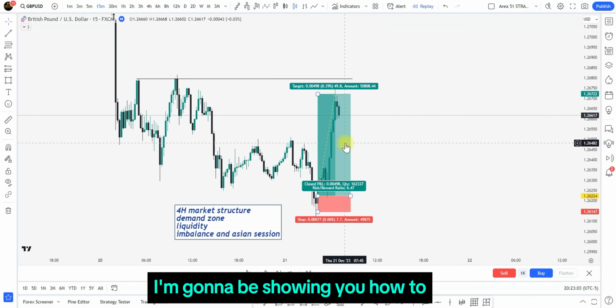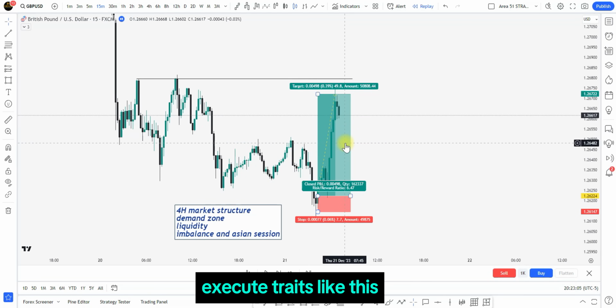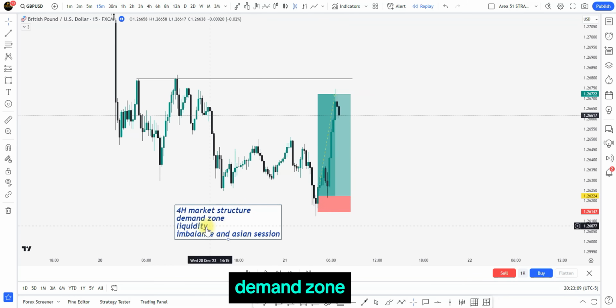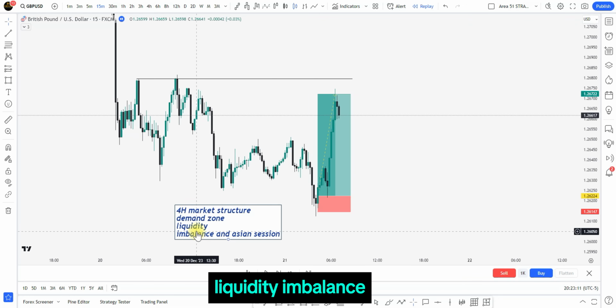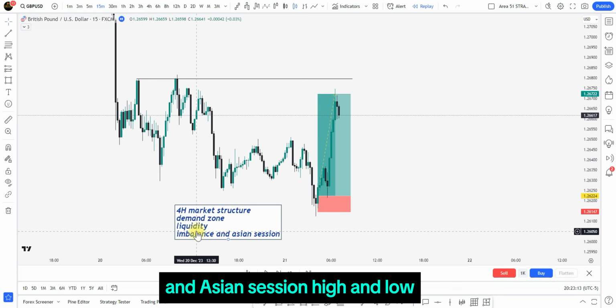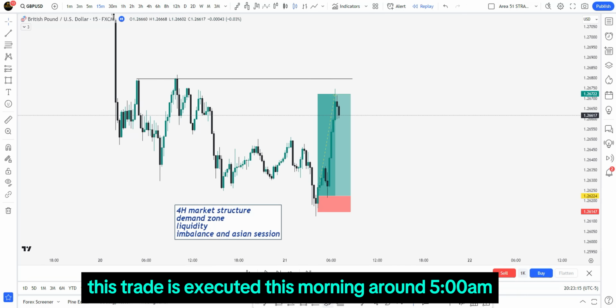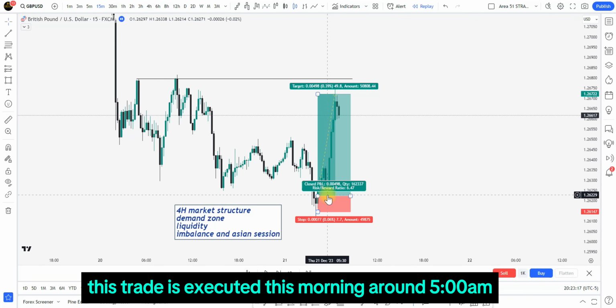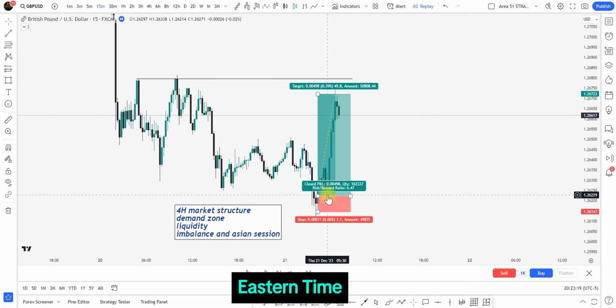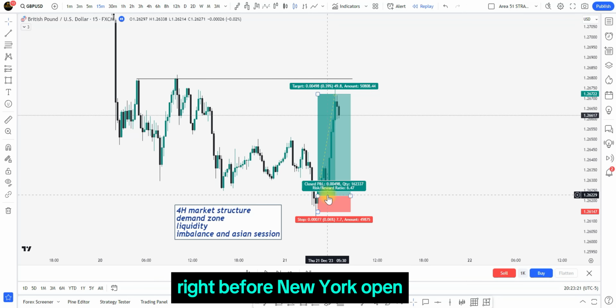Today's video, I'm going to be showing you how to execute trades like this using market structure, demand zone, liquidity, imbalance, and Asian session high and low. And by the way, this trade is executed this morning around 5:30 a.m. Eastern time, right before New York Open.